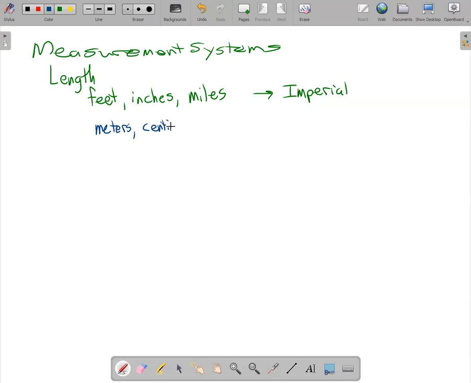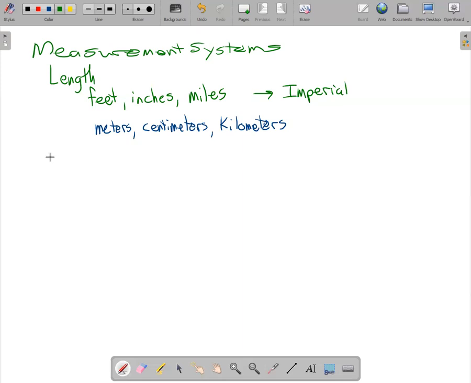centimeters, kilometers. So we're just going to get used to the relationship between these two. The more fun part is really just using the metric system. And so most of what we're going to do with this week is practice using the metric system.